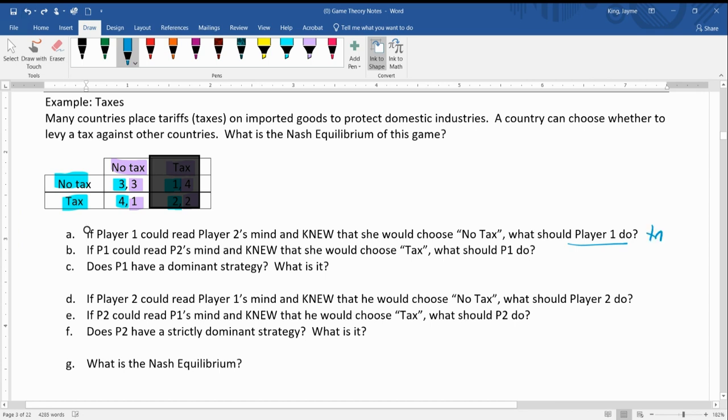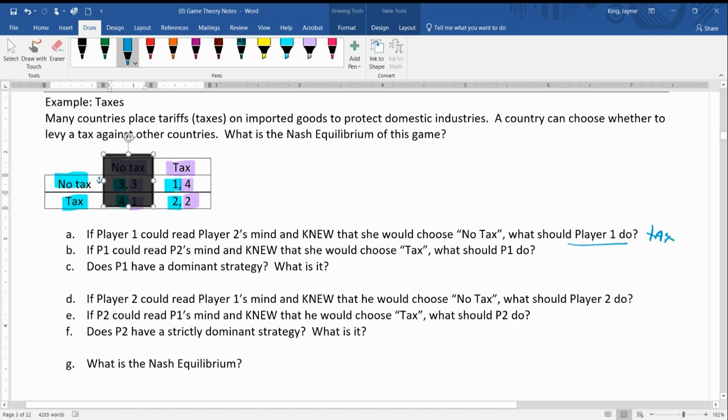There we go. All right, tax. They should tax. All right, now, next option. If player one could read player two's mind and knew that they would choose tax instead. So now I'm saying, okay, what if instead we know that they're choosing tax? Then what should you do?